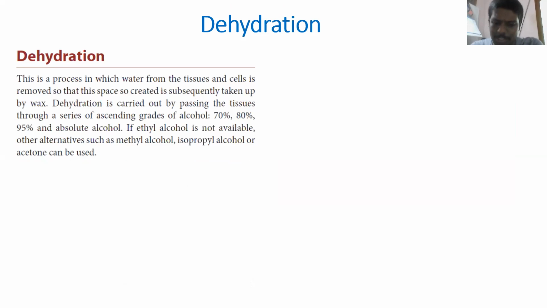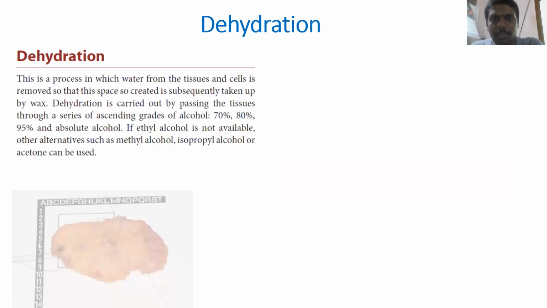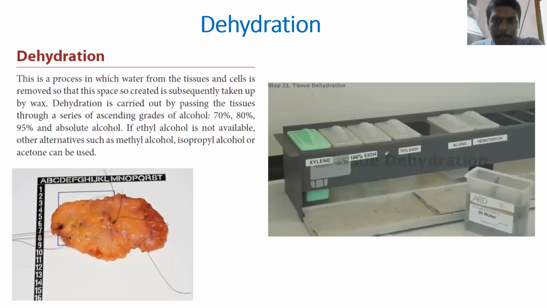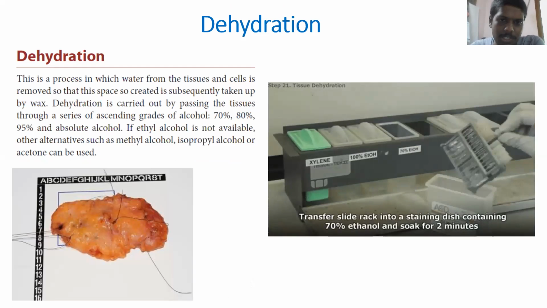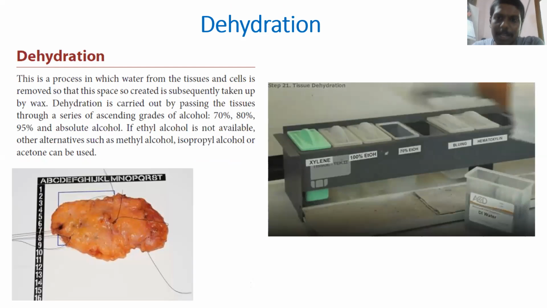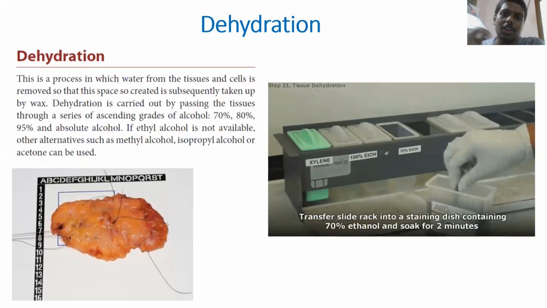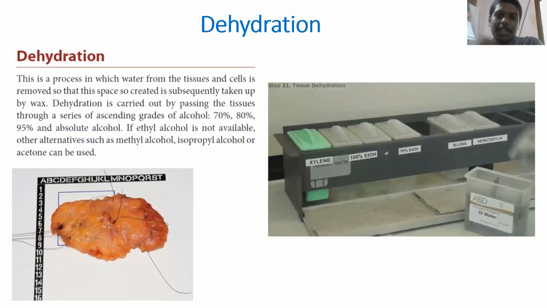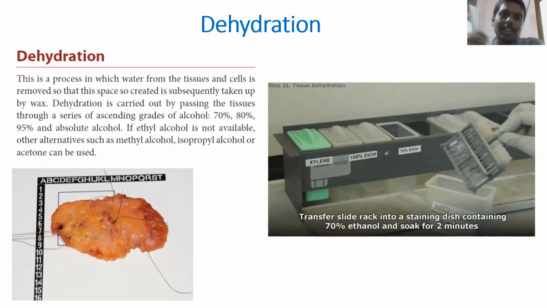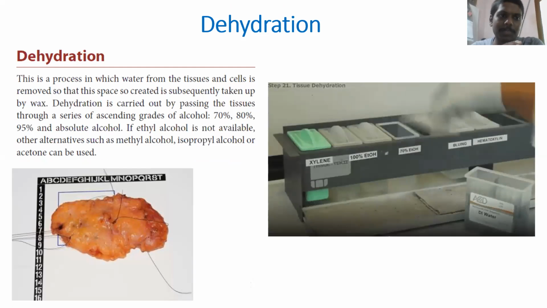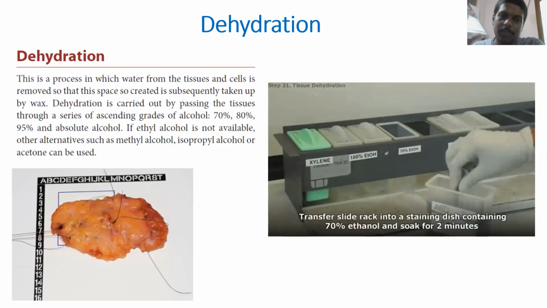Then we have dehydration. Dehydration is a step where we remove the water from the tissue, and this water is replaced by alcohol. The tissue needs to be subjected to alcohol in a sequential manner, in graded alcohol, rather than directly suspending the tissue in 100% absolute alcohol. We will suspend the tissue in graded alcoholic solutions starting from 70, 80, 90, 95, 100.